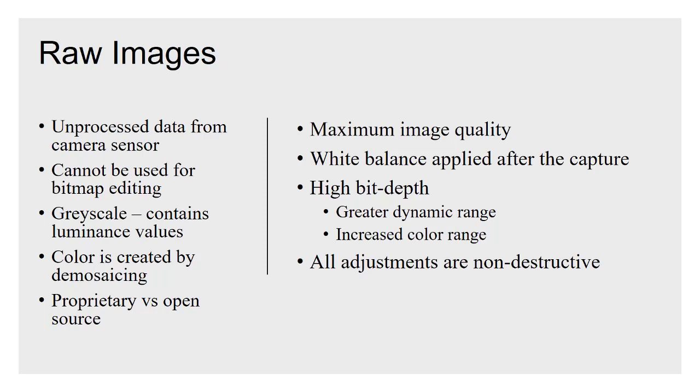Okay, so definitely some pluses as far as this. Now looking at the right-hand side, so maximum image quality is a feature of raw images because there's no compression whatsoever. You don't have any artifacts from compression. No color information or luminance information is thrown away. You have high bit depth, and so that allows you to have greater dynamic range.